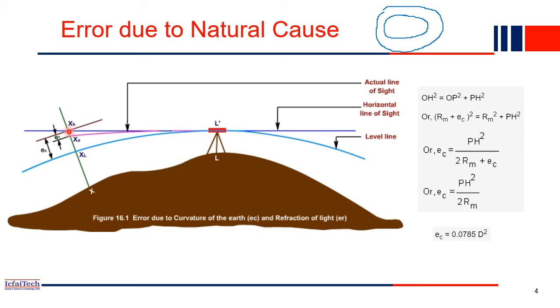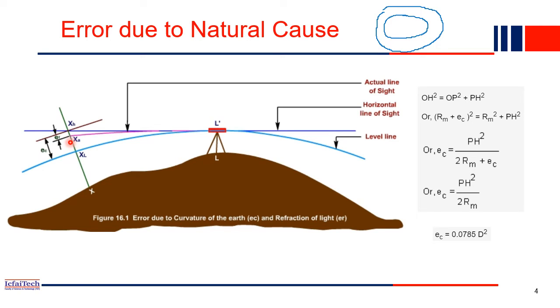You have seen that earlier the error due to curvature of the earth was XH to XL. So the entire distance was the error, and this portion is the error because of refraction. Now the total error will be how much? The total error is this much, XL to XA. So this portion is the total error.